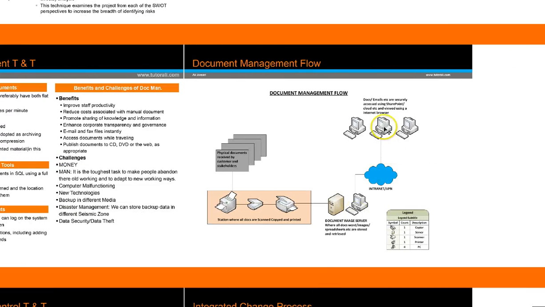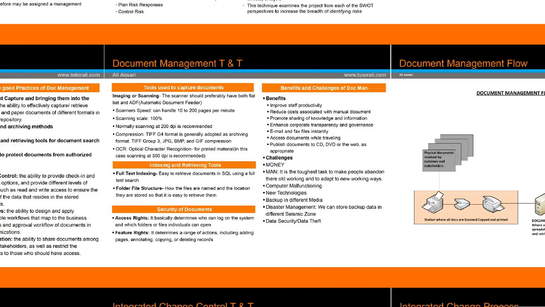So this is one of the pictures that you see for the document management flow: how we take in the documents, we scan them, we copy them, we print them, we store them in a server, we upload them onto the cloud, and the team is going to have access to that while logging into SharePoint on their personal computers, and review and download these documents when needed.